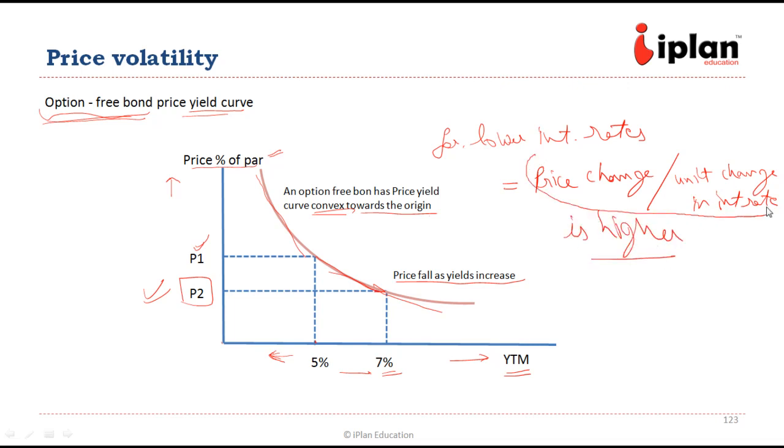So this is nothing but the slope of this curve. We also call it duration. So we can say for lower interest rate, duration is higher. For higher interest rates, duration is lower. Okay. So if we try to simplify this curve, instead of curve, if we have straight line, we can say that duration is same everywhere.